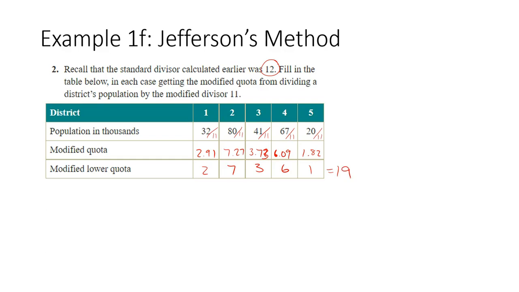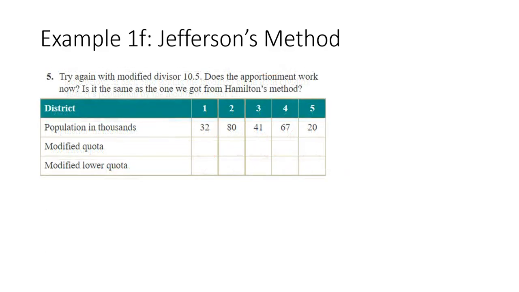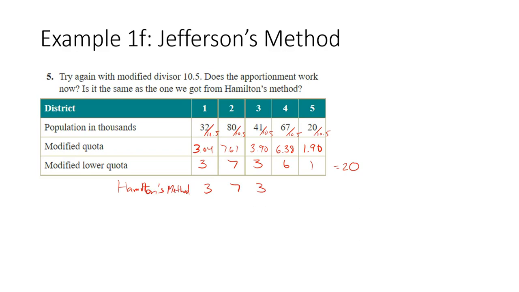So let's modify the divisor some more. Now let's divide every value by 10.5. When we do that, we get our modified quotas, 3.04, 7.61, 3.90, 6.38, 1.90. And so now the lower quotas, 3, 7, 3, 6, and 1, total 20. If we compare this to Hamilton's method, we had the groups apportioned this way. So it does result in a different answer.